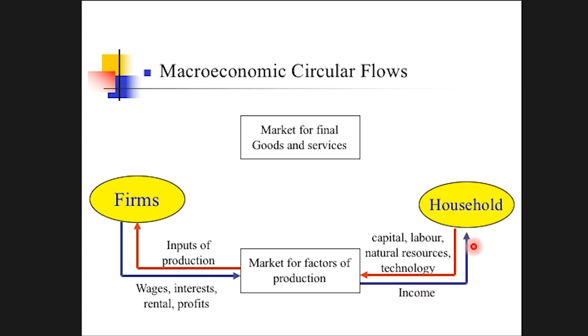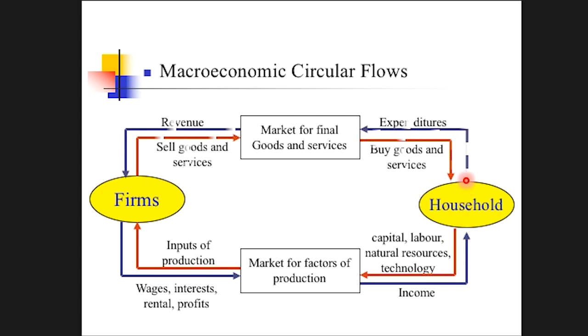Households will use income to buy goods and services in the market for final goods and services, and this is called expenditure or consumption of the household. What households pay becomes revenue for firms. So from this model, you can see the relation between the two economic agents and also many activities in the two markets.